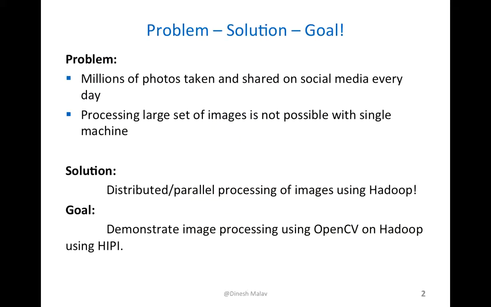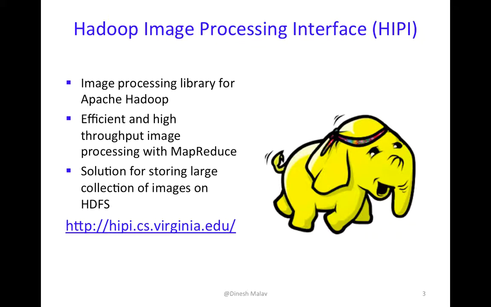There are millions of photos taken and shared on social media every day. Processing large set of images is not possible with a single machine. The solution to this problem is to use distributed processing of images using Hadoop. This project demonstrates image processing using OpenCV tools on Hadoop.